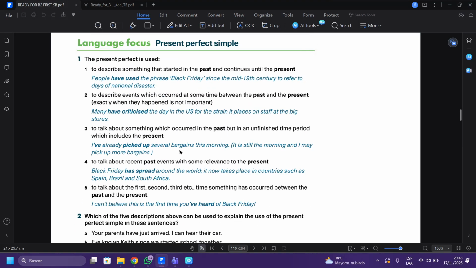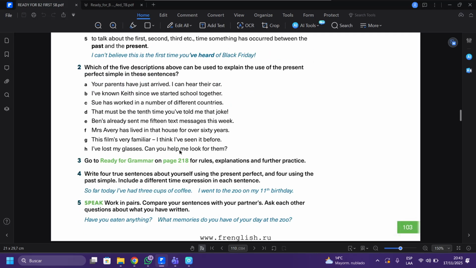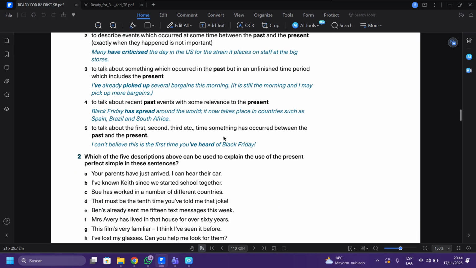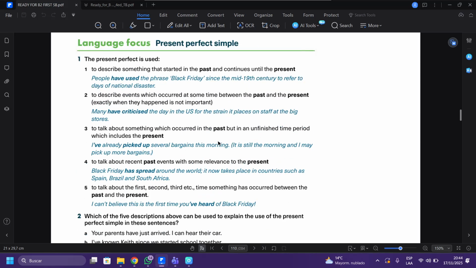So let's go back to the student's book. Which of the five expressions above can be used to explain the use of the present perfect simple in these sentences, from A to H? Alright? And the following descriptions are here. Number one, to describe something that started in the past and continues up to the present. For instance, people have used the phrase Black Friday since the mid-19th century to refer to days of national disaster.